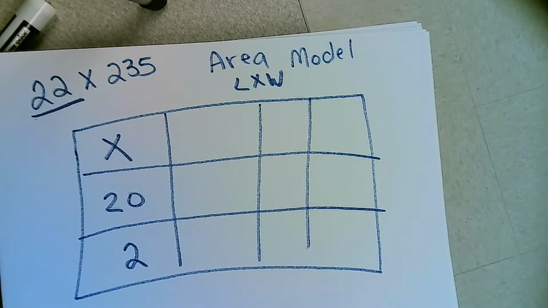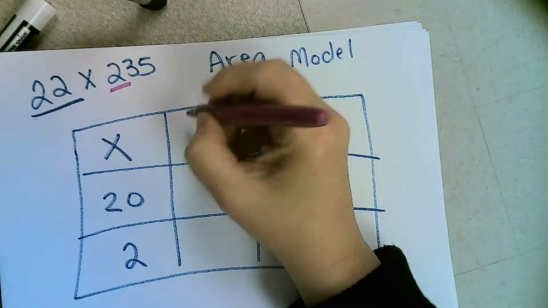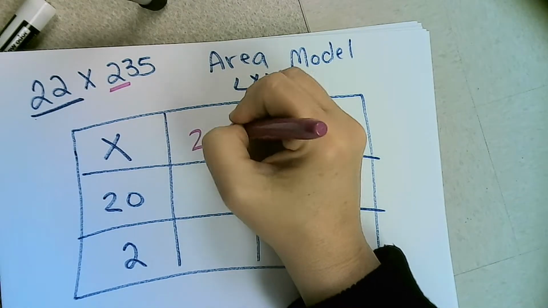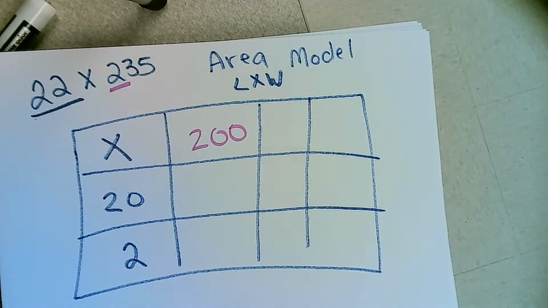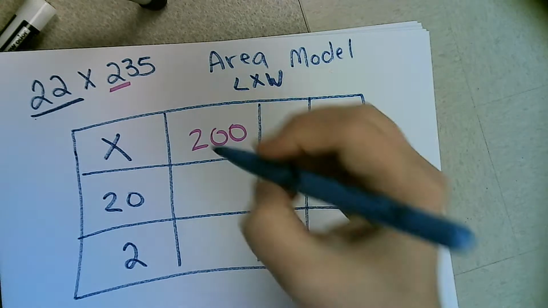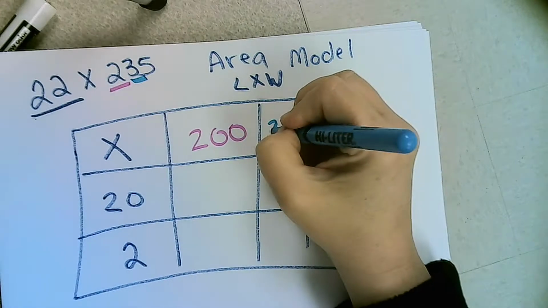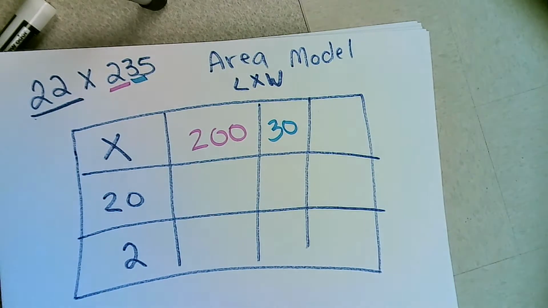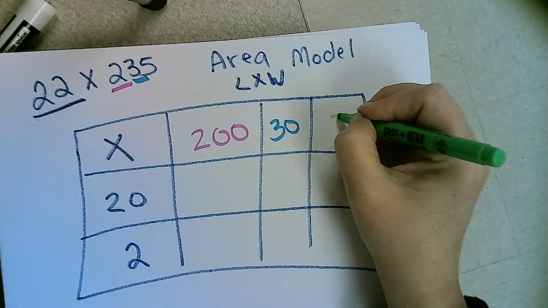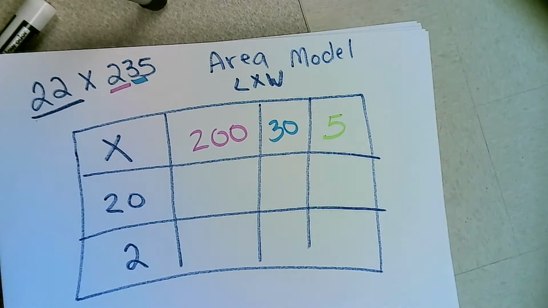Then I'm going to take my next number. The first 2 is worth 200. The next number is 3, and it is worth 30. And the last number is 5, and it is worth 5. All right? Anything in the ones is just worth that digit.